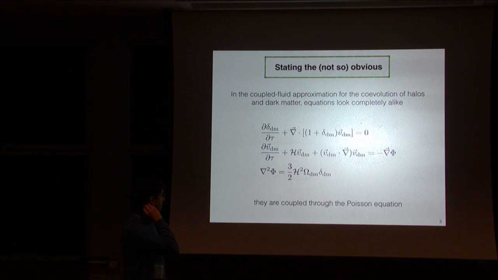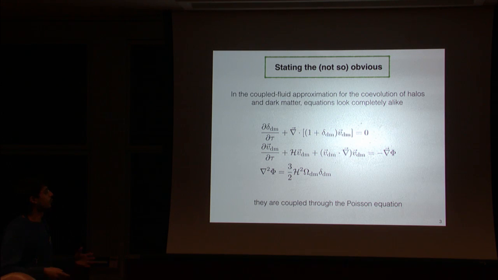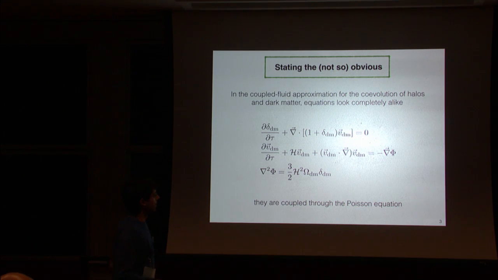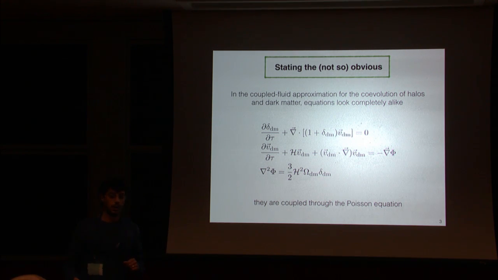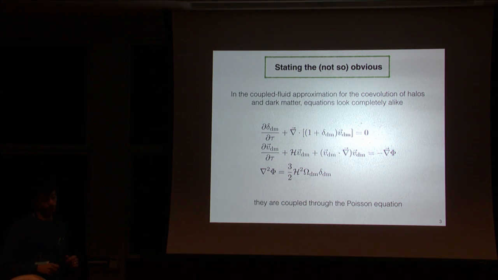And so in the couple-Fourier approximation for the coevolution of halos and dark matter, what we do is basically to take proto-halos in the initial dark matter field, identify proto-halos, assume that these proto-halos will end up in halos, and as we were saying, this is yes, exactly.